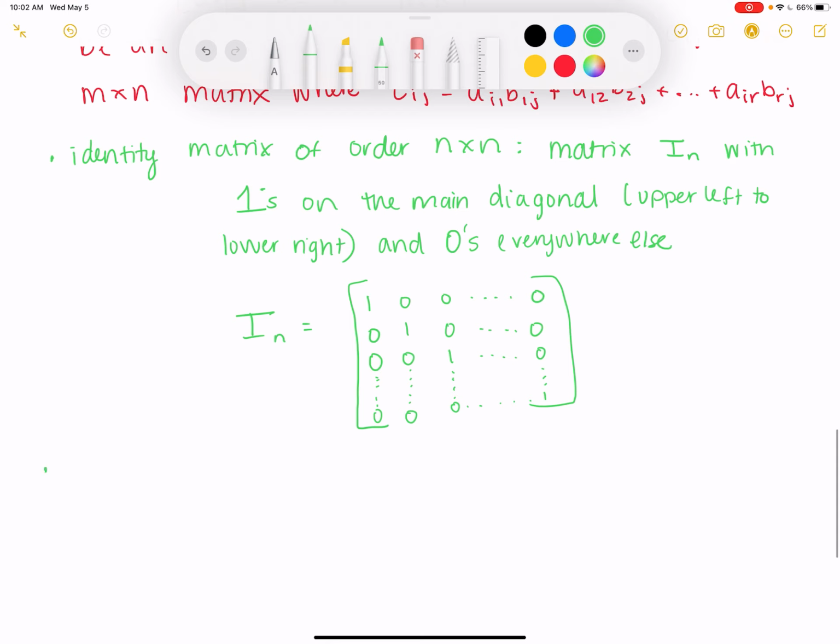And one final definition for today: multiplicative identity.